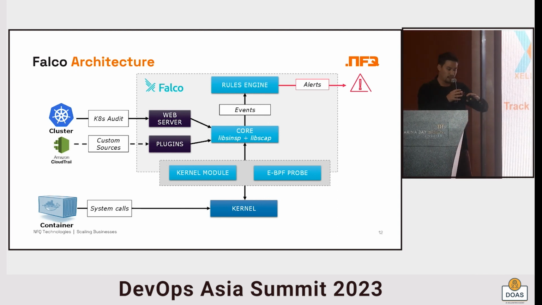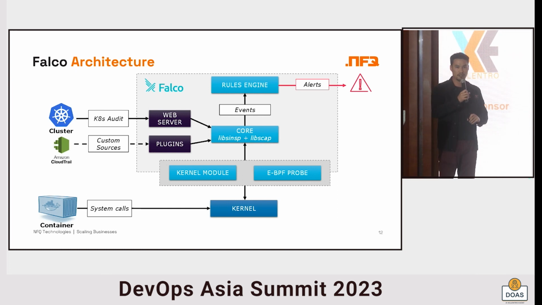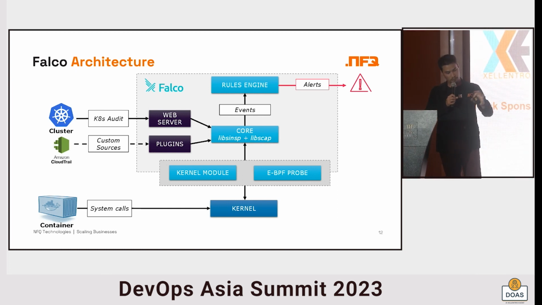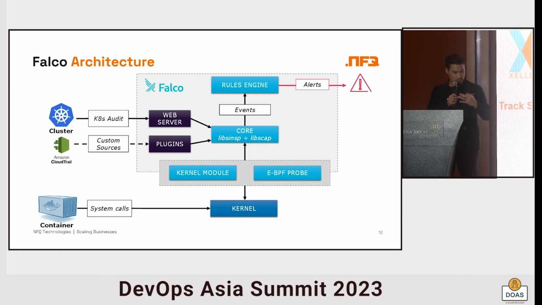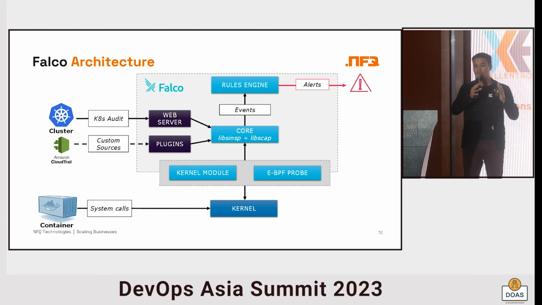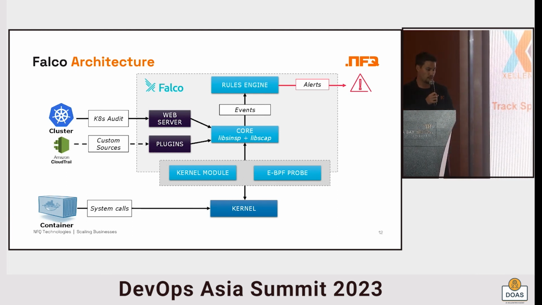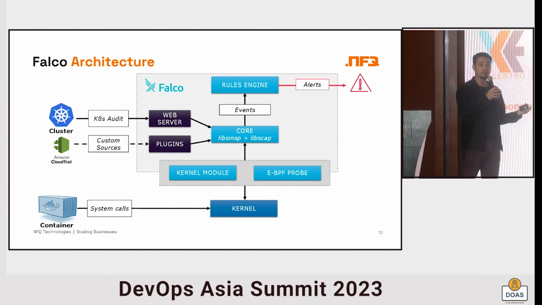Okay? So Falco is listening to the events that are generated at the kernel level using these two connectors. It will process this event inside the core with two libraries, libsinsp and libscap. And basically, with the engine of rules, it will process this event and maybe generate alerts. Of course, we can feed Falco with different inputs.